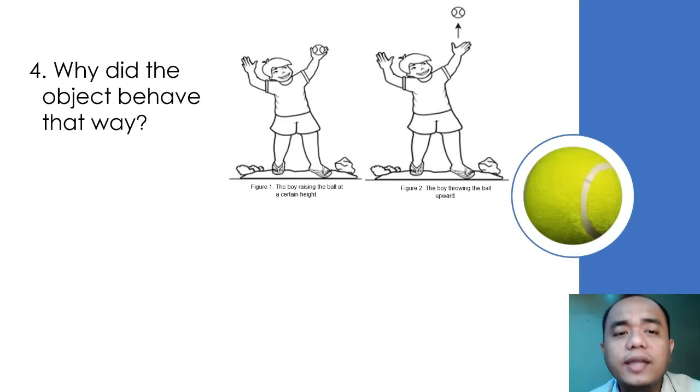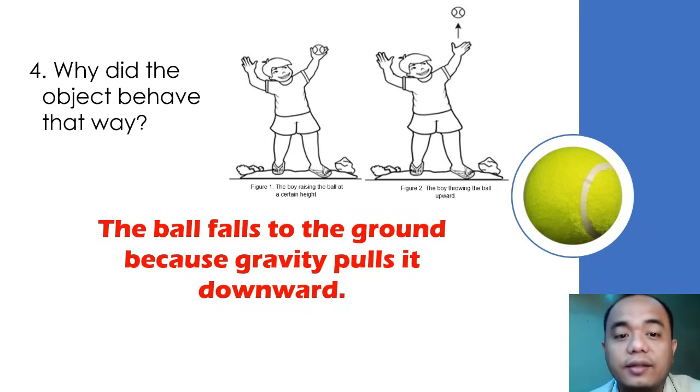Number 4. Why did the object behave that way? Ano kaya yung dahilan kung bakit hinagis mo na yung bola pataas, kahit binitawan mo lang yung bola o yung object still fell in the ground? Yes, you're correct. The ball falls or the object falls to the ground because the gravity pulls it downward. Yung dahilan, bakit yung bola o yung object pupunta sa ground or sa lupa, ang dahilan niyan ay ang gravity.